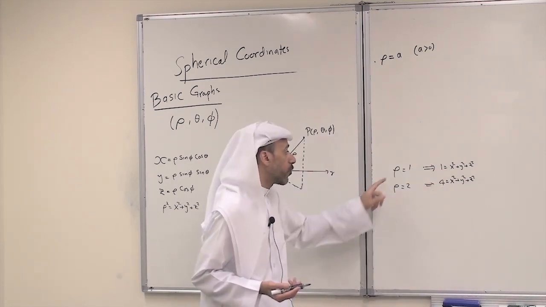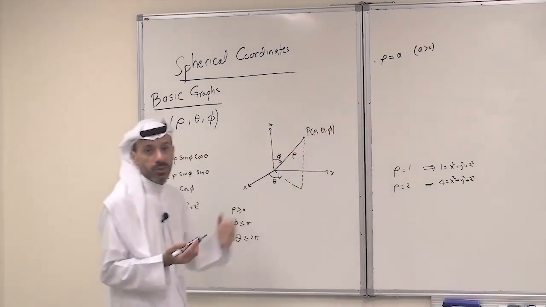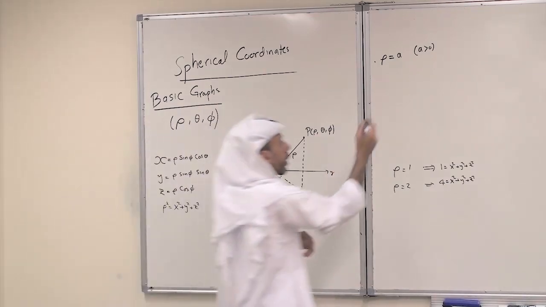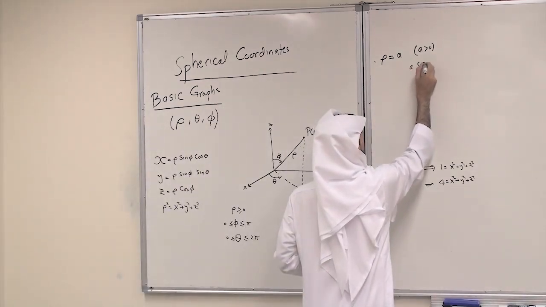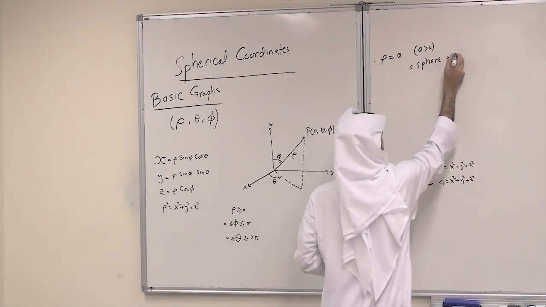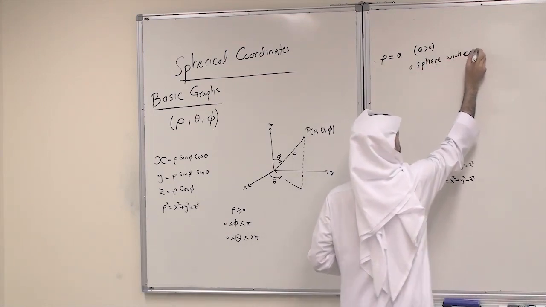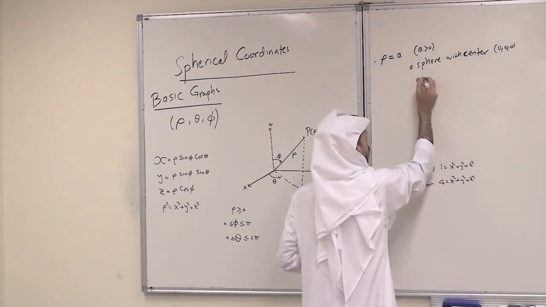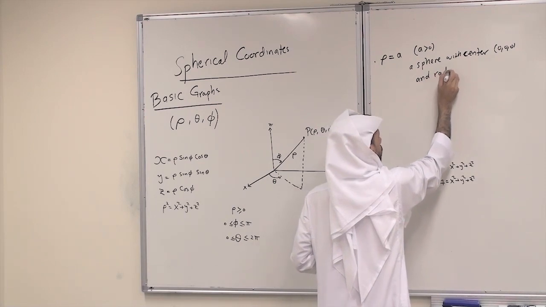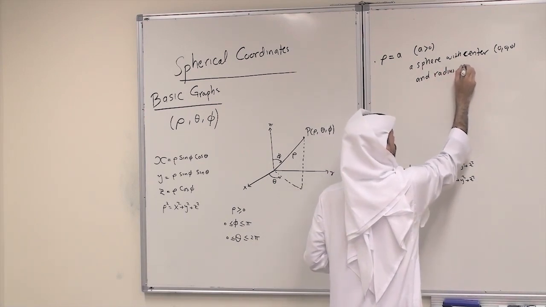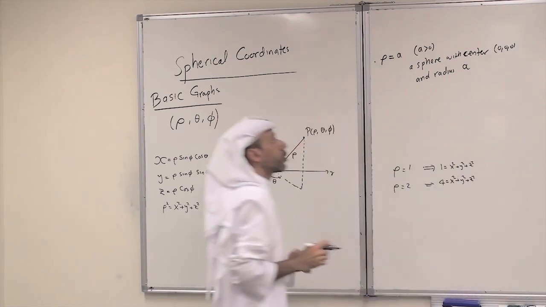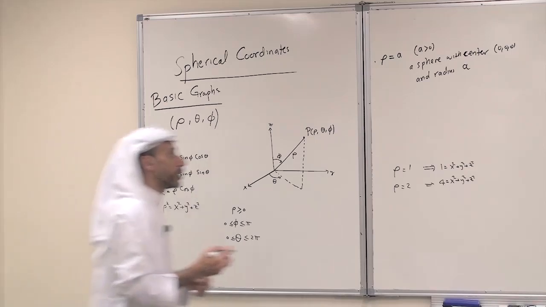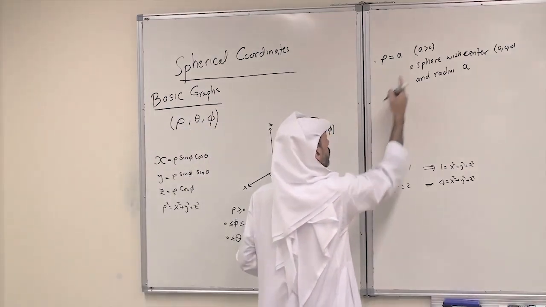So if rho equals a specific number, any positive number, the graph of that equation will be a sphere with center the origin and radius a. So rho equals a: the graph is a sphere with center the origin and radius a. This is if a is positive.